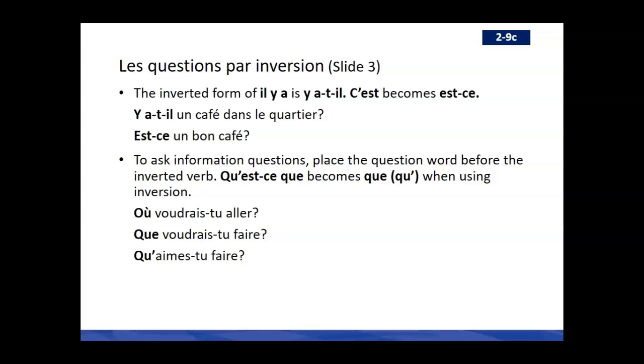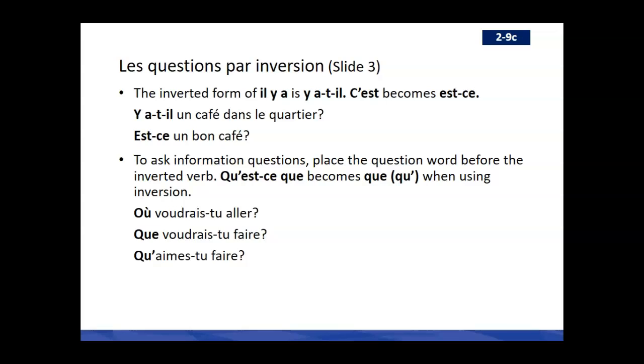Okay, and then to ask information questions, you're going to put the question word before the inverted verb. So if you want to add a question word to your inverted question, voudrais-tu aller? That would be, would you like to go? But if you want to make it more specific, then you can put où in front of your inversion. You can say, où voudrais-tu aller? Where would you like to go?